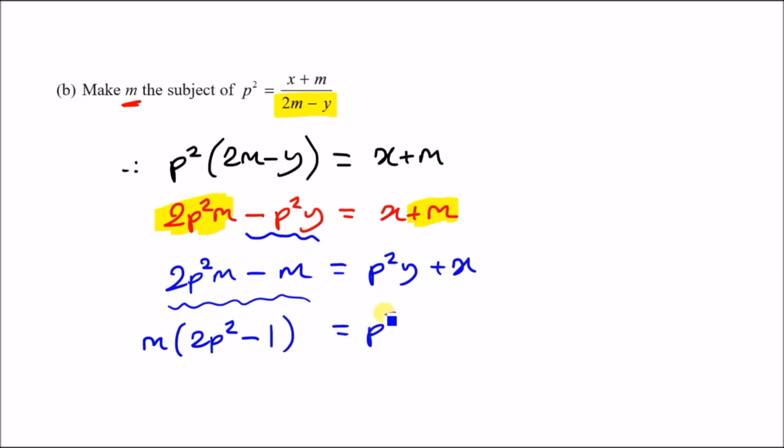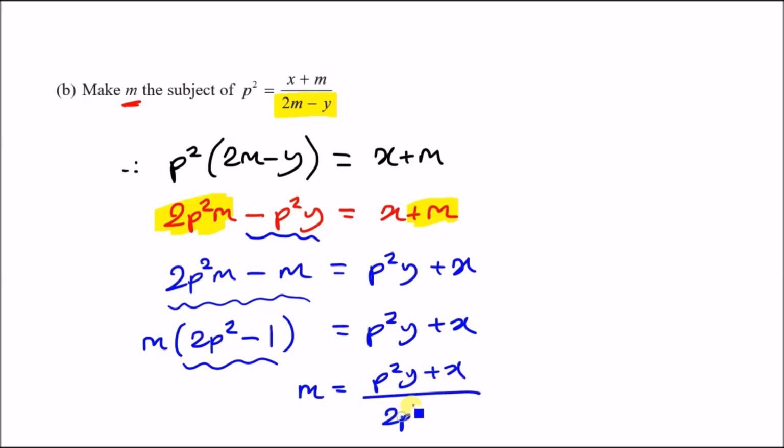And then copy the right side. Now lastly, to make m the subject, just divide this entire term across. So lastly, you're going to get m equal to the right hand side divided by that bracket term, 2p squared minus 1. And yep, that's it. This question solved.